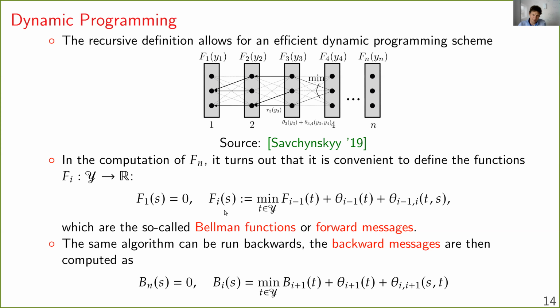So these functions which we have computed here are in the literature called the Bellman functions, or in the context of belief propagation, they are called forward messages. When we do the other way around, we don't go from left to right, but we go from right to left. You can do exactly the same. So you start on the right-hand side, you initialize your backward messages with 0, and you compute the other messages again with this recursion, then you end up with the backward Bellman functions or backward messages.